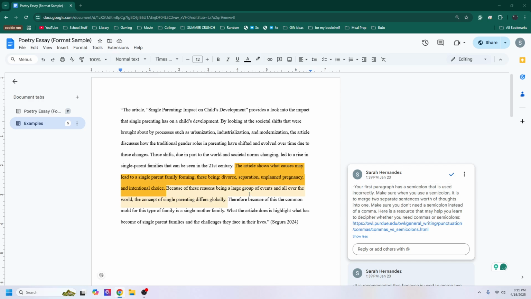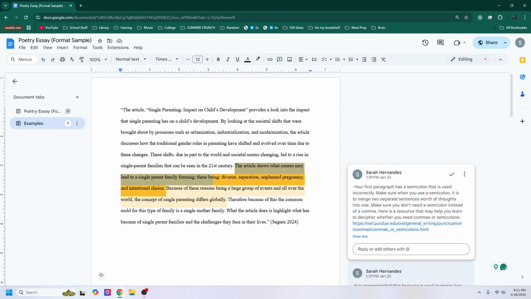So, he wrote, "The article shows what causes may lead to a single-parent family forming. These being divorce, separation, unplanned pregnancy, and intentional choice." Notice that's very choppy because he put this semicolon in where it didn't need to be.